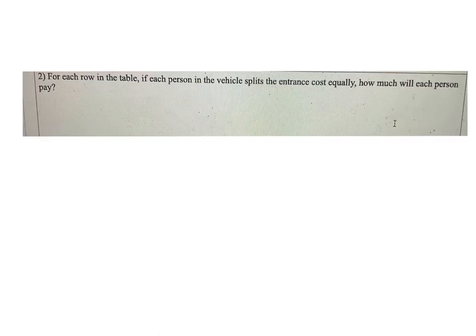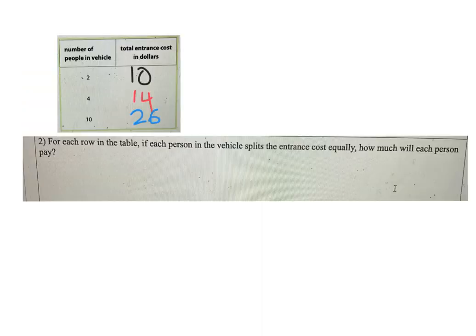All right, problem 2. For each row in the table, if each person in the vehicle splits the entrance cost equally, how much will each person pay? All right, so I brought the table in from problem number 1. And if I want to find the cost per person, right, if everyone paid the same amount, you're going to take the total cost and divide it by the number of people.